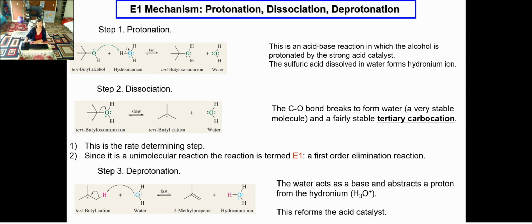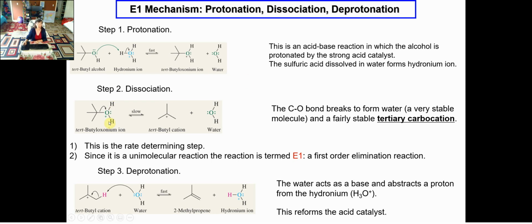This hydrogen-oxygen bond cleavage is heterolytic. Two electrons go to oxygen. Therefore, your oxygen is going to retain 2 lone pairs and become a water molecule. This first step, you call it protonation. This protonation is actually an acid-base reaction. Your alcohol is protonated by the strong acid which created hydronium. The hydronium generated from your strong acid is going to react with your alcohol. The sulfuric acid is dissolved in water and forms hydronium ions. This is your first step.